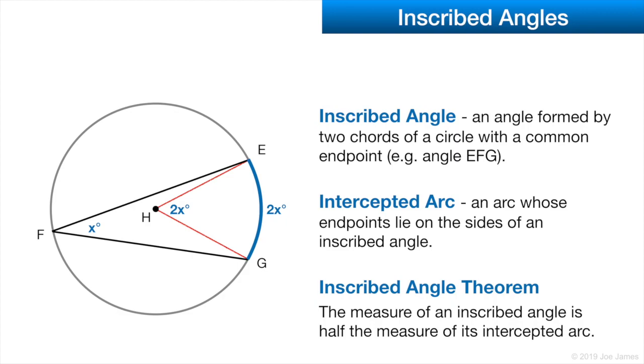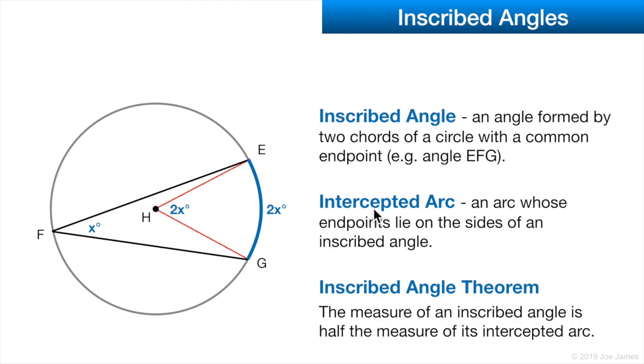Let's talk about inscribed angles. An inscribed angle is an angle formed by two chords of a circle with a common endpoint. A chord, mind you, is a segment that has endpoints on the circle at two different places. So FE is a chord. Angle EFG is an inscribed angle, and that measures x degrees.